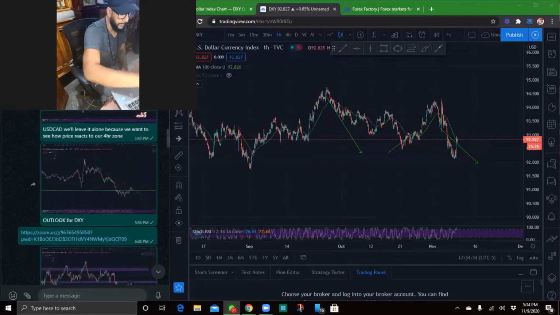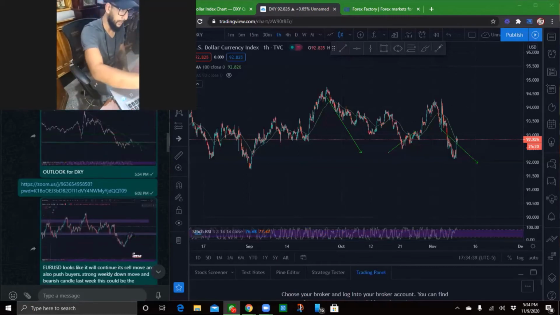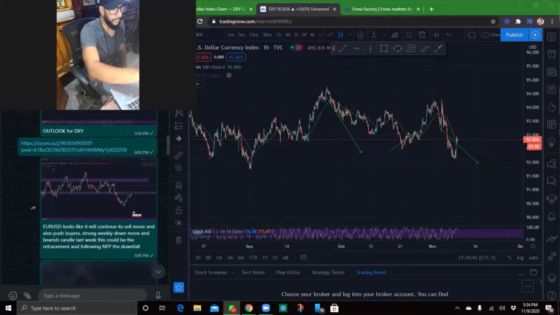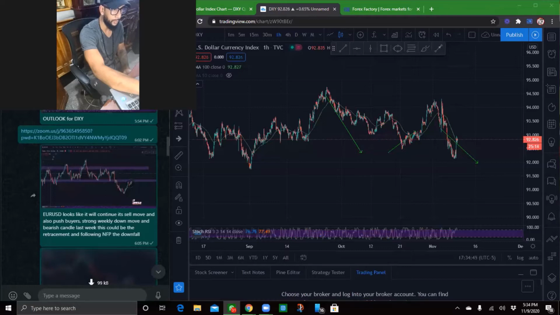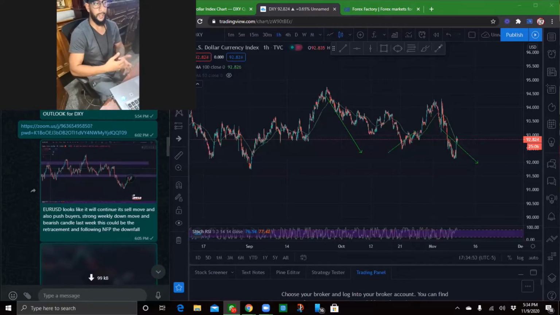So we had Dixie. We're looking at current price right now. Eur Usd looks like we're going to continue to sell, with a strong weekly down move and a bearish candle last week. You see what I mean by we elaborate on all the trades? That's what you need when it comes to analysis. You don't need somebody to tell you, hey guys, buy Eur Usd, enter here, take profit here, stop loss here. How are you supposed to learn off of that? Let me know in the comments.